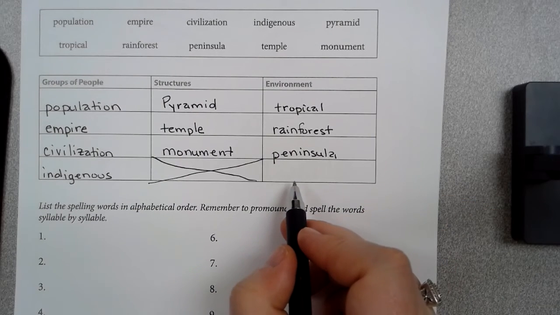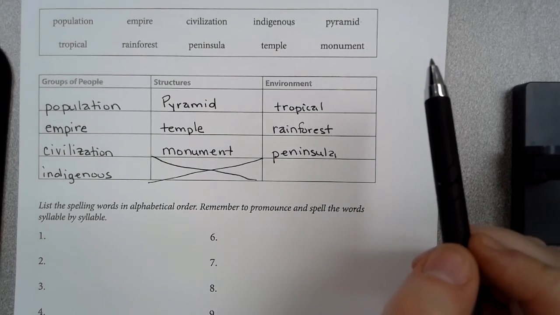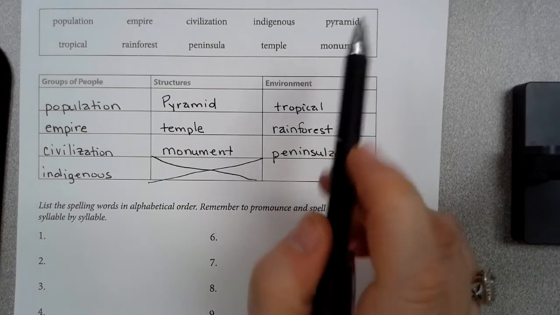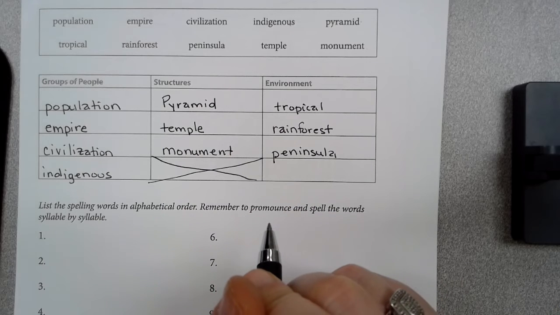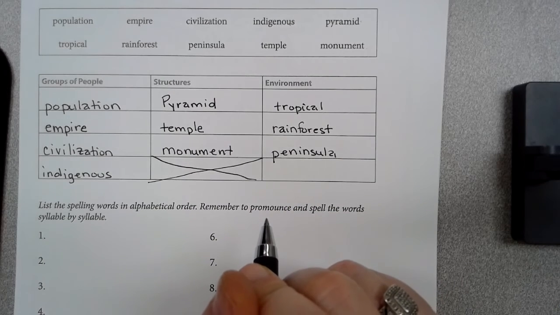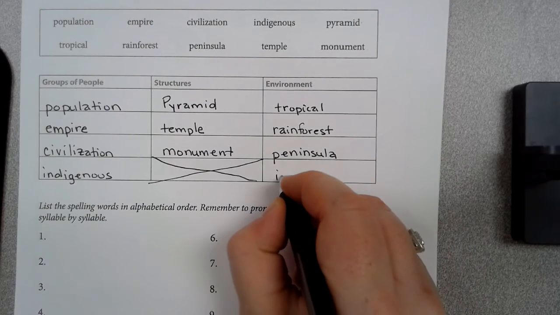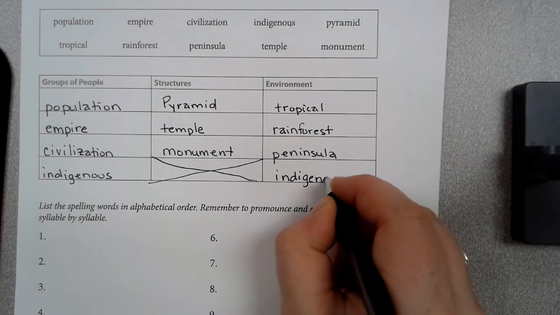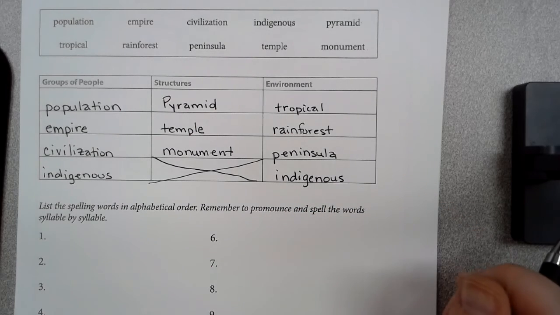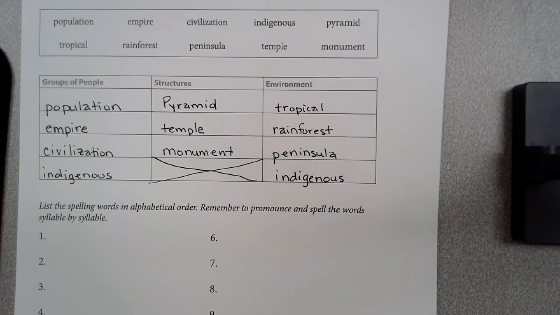And then lastly, we have indigenous, temple, pyramid, and monument. Those four, which one talks about the environment? I hope you said indigenous because that's correct. Because you can have plants and animals and other things that are indigenous to the area, and that means they're from the area. Now, I'm not going to do the next part for you. You're going to do it.